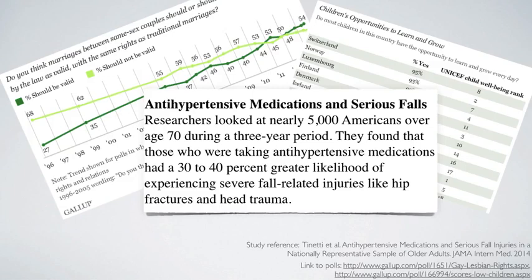What is common between these studies is that they deal with categorical variables, like opinion on marriages between same-sex couples, like whether children in a country have the opportunity to learn and grow every day, and like whether patients taking a certain type of medication are more likely to have fall-related injuries.